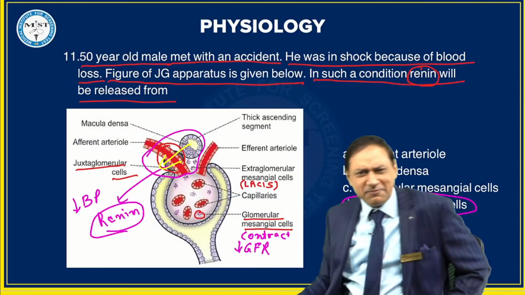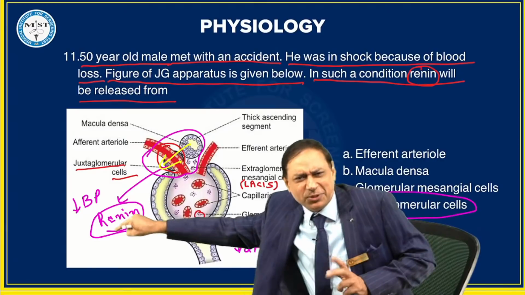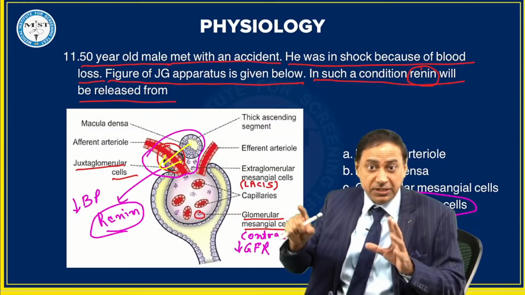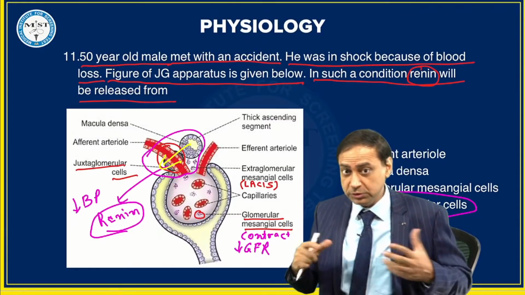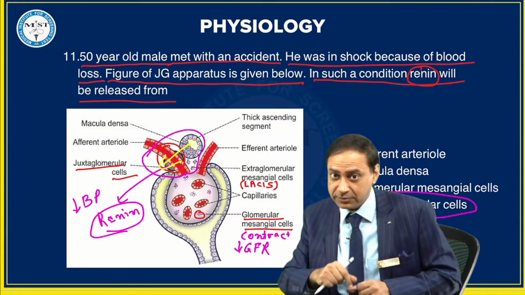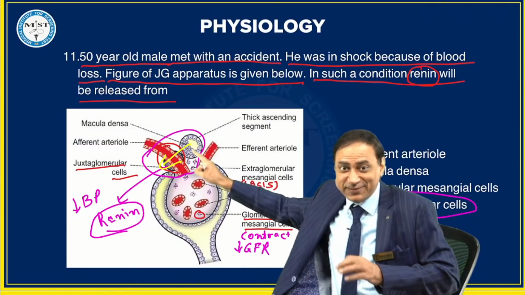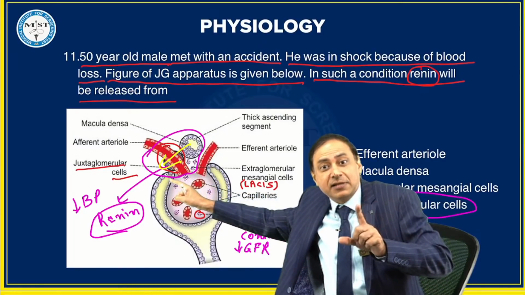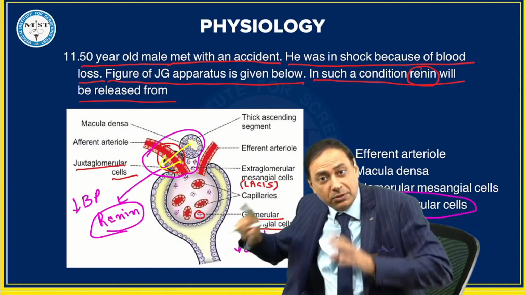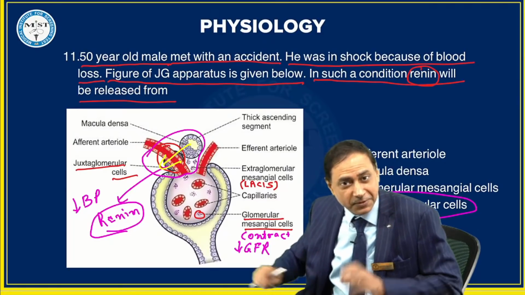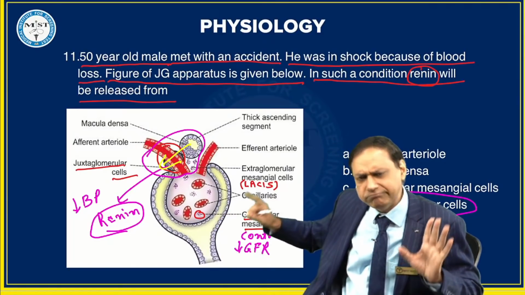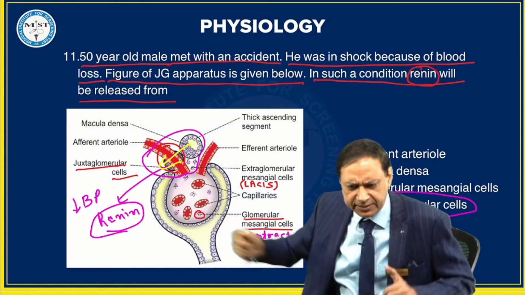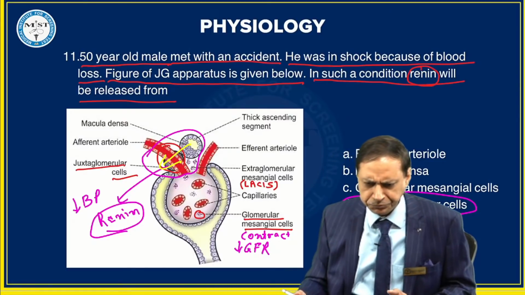But in any case, when BP is low, renin is released. Who is the sensor? Macula densa is the sensor. If somebody asks you specifically who is the sensor, then I will be in confusion whether to answer macula densa or to say that the JG cell itself is a sensor. Then there will be a lot of confusion. So you are right here. Macula densa will sense it and tell the JG cell to release renin.